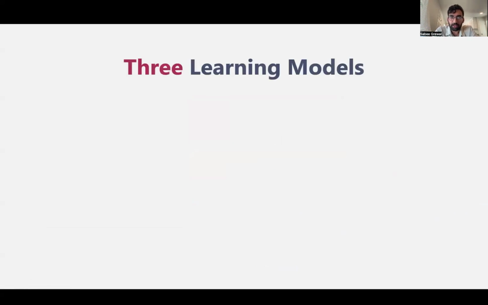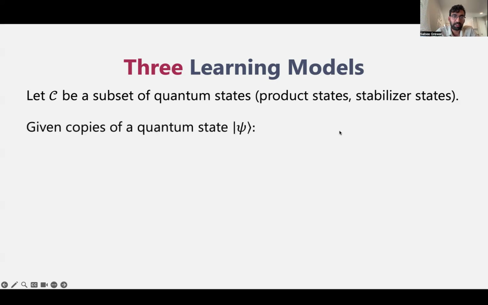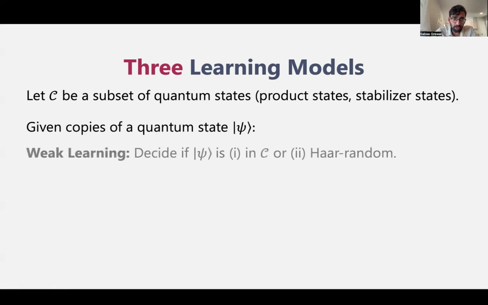So this work is about learning quantum states, and we look at three different learning models. Let C be a subset of quantum states like product states or stabilizer states, and suppose we're given copies of an arbitrary quantum state psi. One learning model we look at is called the weak learning model, where we need to decide if psi is in our subset C or it's a Haar-random state. Promise one of these is the case.